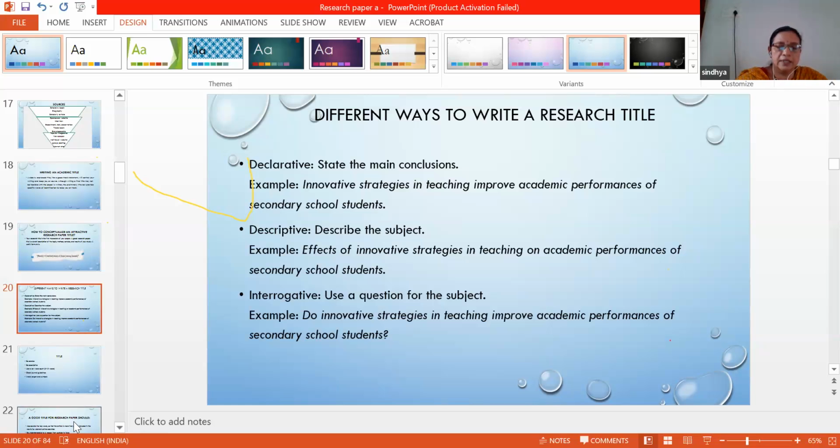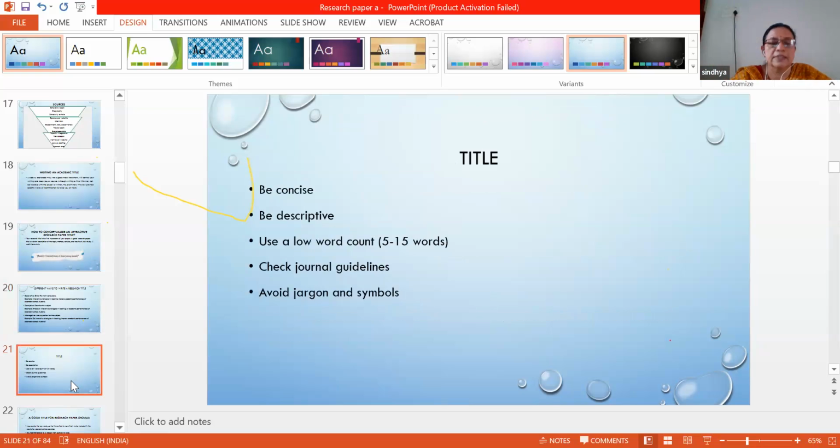Secondary school. So in any way you can formulate a title, but the title should be self-explanatory with respect to the result. Here the result is that innovative strategies improve performance. So what is the subject? Secondary school students. So these kinds of criteria or methods or styles you can use while preparing a research title.